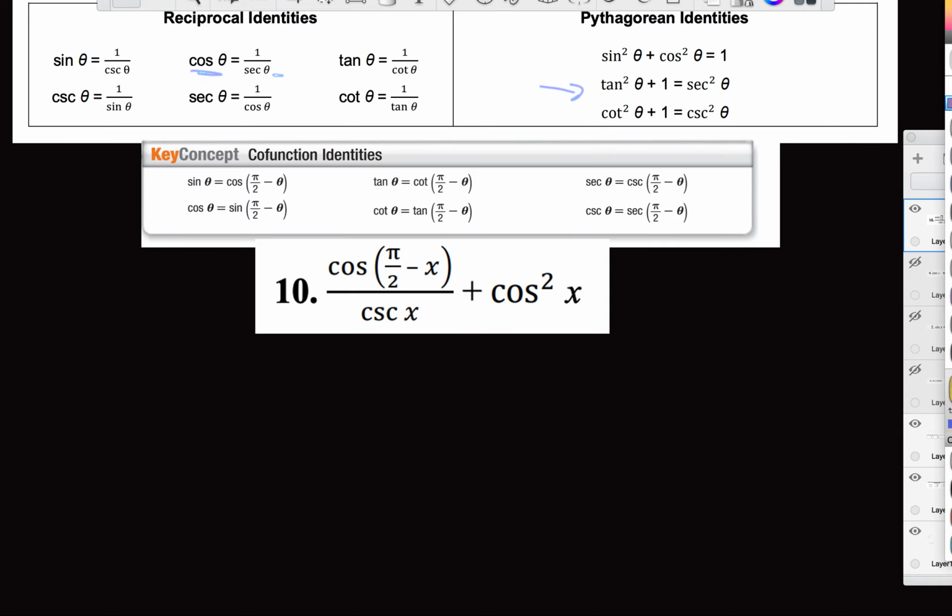So let's call it sine x over cosecant, which is 1 over sine x, plus cosine squared x. Well, that looks horrible, doesn't it? It looks so horrible, and it's so super simple. I didn't even think about that. This cosecant here is just a reciprocal. We basically throw this sine up to the top and multiply. And what happens is we have sine squared x plus cosine squared x.